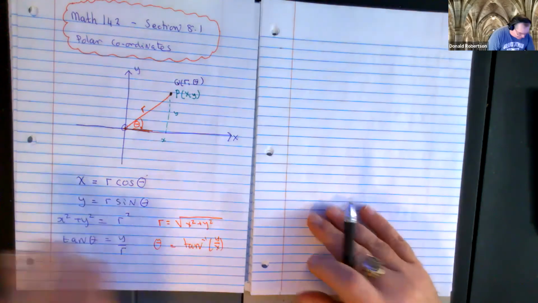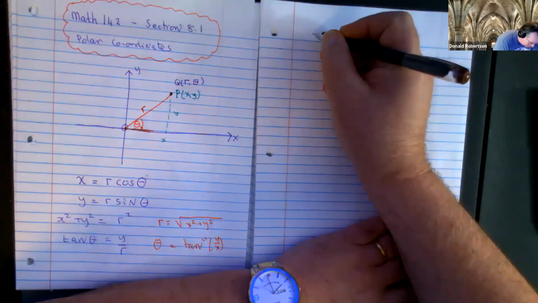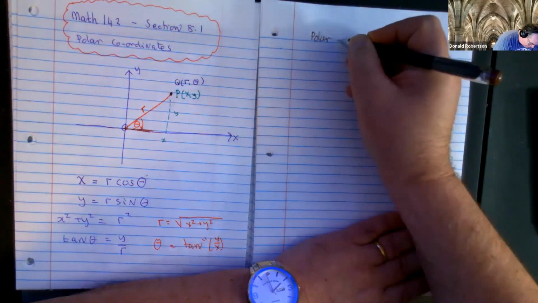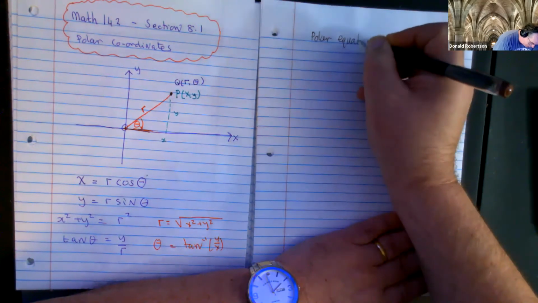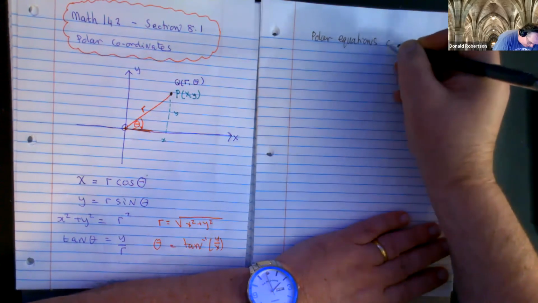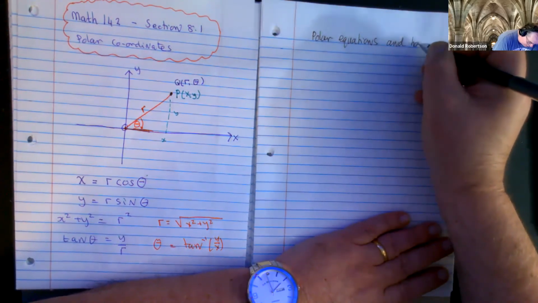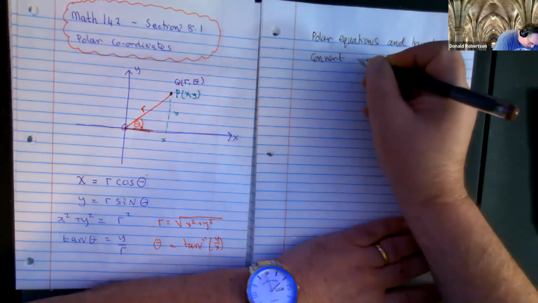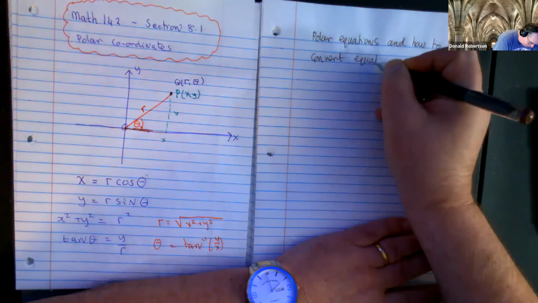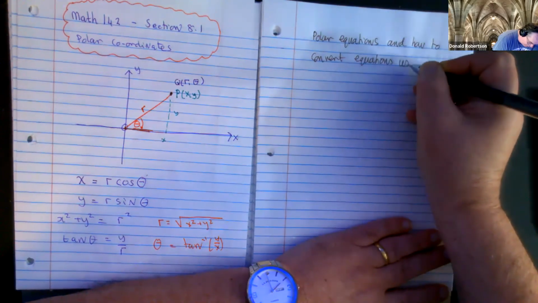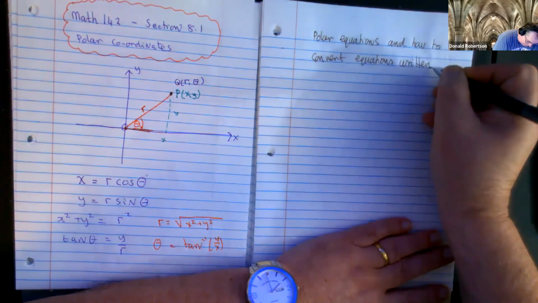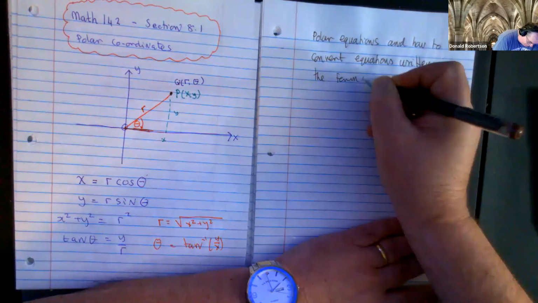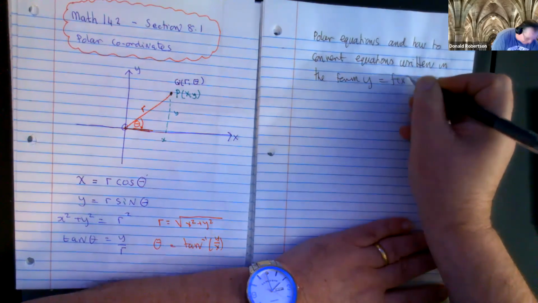But the last thing for today is polar equations, and how to convert equations written in the form y equals f of x.